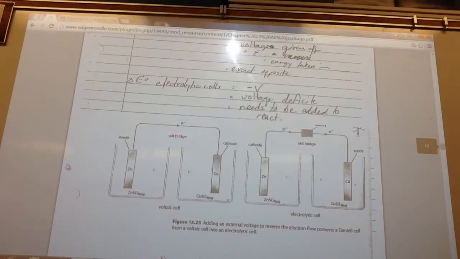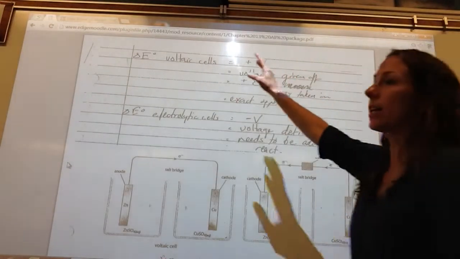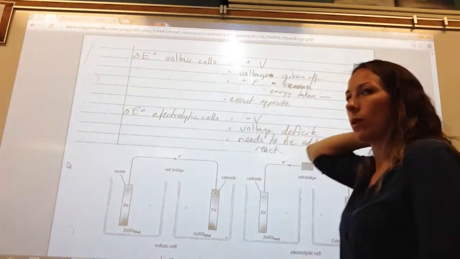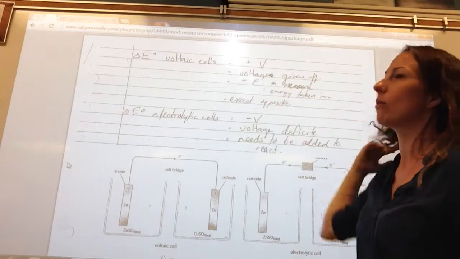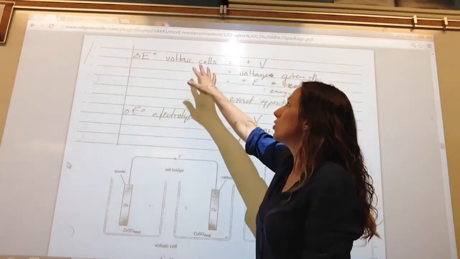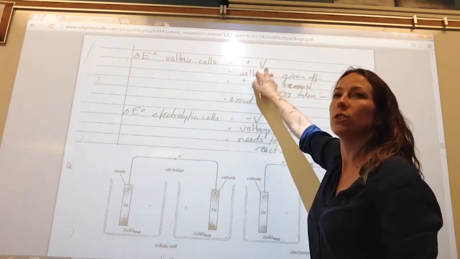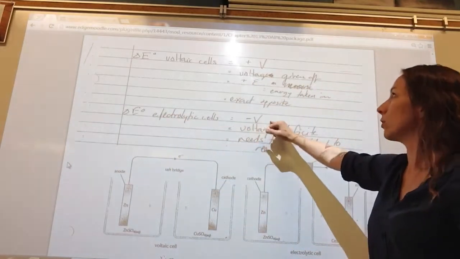I've written a little summary here about the difference between the voltaic cells and electrolytic cells. Although when I was going through this in the morning period, I couldn't really remember why I wrote that. But anyway, here we go. Voltaic cells always have positive voltage. Electrolytic cells always have negative voltage.